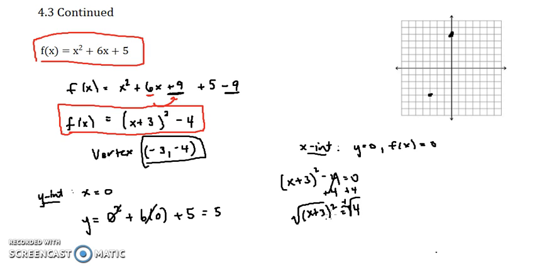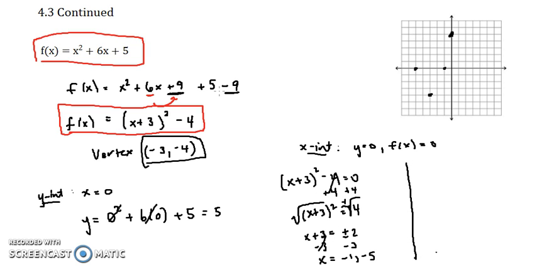Okay, so on the left-hand side, the square and the square root cancel. And on the right-hand side, we get plus or minus 2. Let's get x by itself. And we are going to get negative 3 plus 2 is negative 1, and negative 3 minus 2 is negative 5. So we get x-intercepts at negative 1, 2, 3, 4, and negative 5, like that. And that looks good. Everything's in alignment.